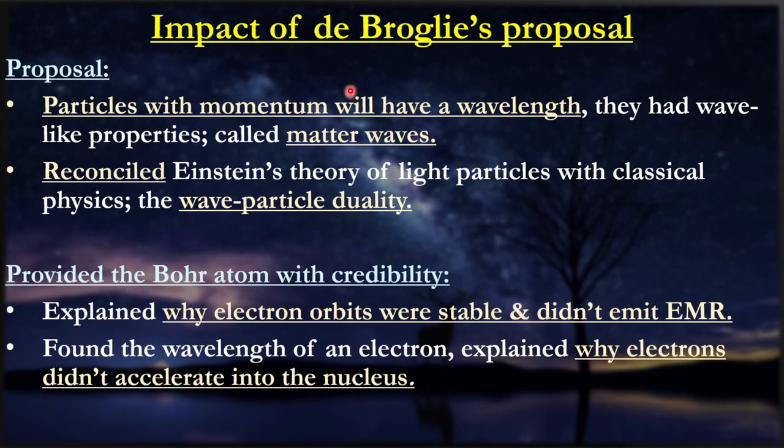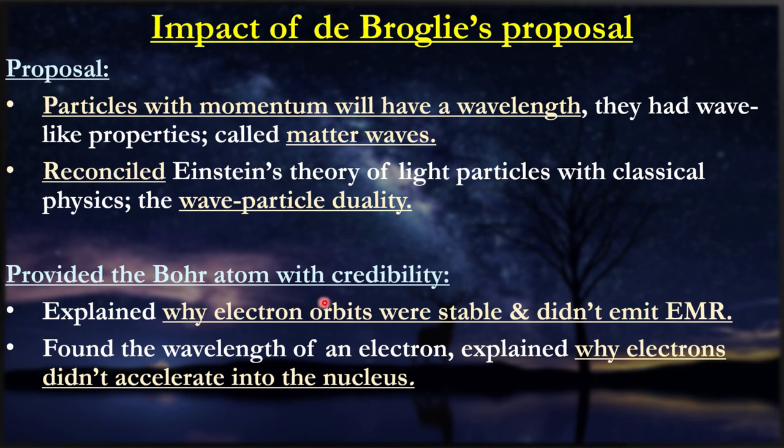So what's the impact of de Broglie's proposal? If particles are waves or have wave-like properties, then that implies they must have a wavelength. And if it's a particle, it has to have momentum. So you can find the wavelength and the momentum of the particle. We call them matter waves because they are the wavelengths of particles, things with mass.